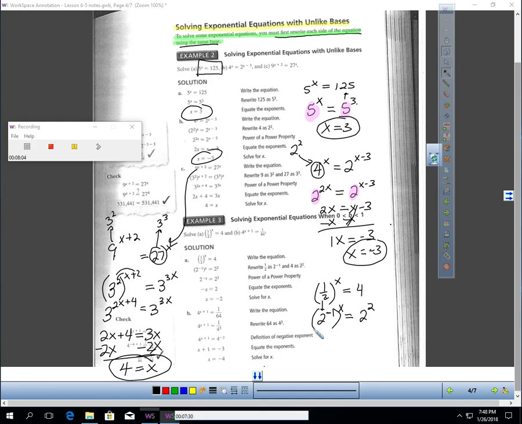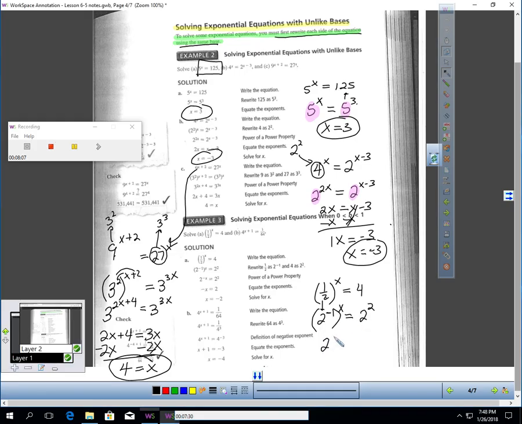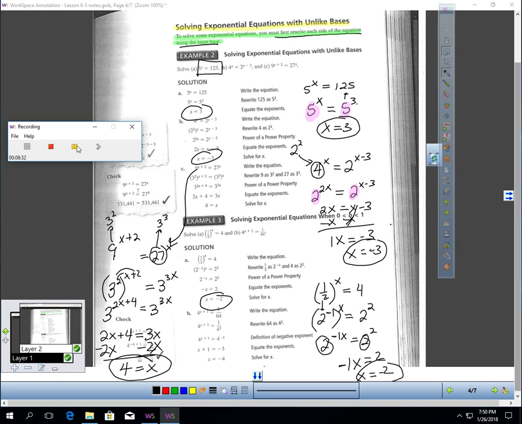Well, now I have the same base of 2, so 2 to the negative 1x power would equal 2 to the second power. So now that my bases are the same, negative 1x equals 2, that means x equals negative 2. So all I'm doing here is manipulating to create a new base based on the prior properties of exponents that we learned back earlier in the chapter in 6.1 and 6.2. So a lot of this work is reapplying these principles.